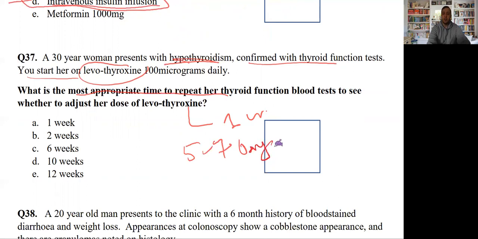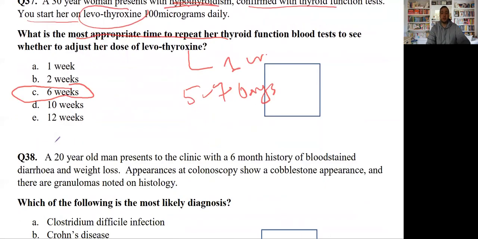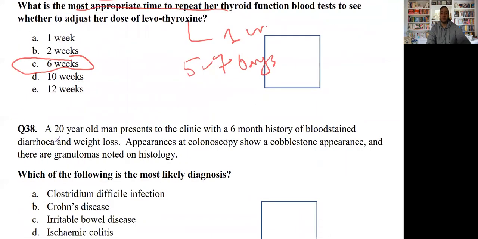This is the half-life of levothyroxine, so you have to wait at least 4 to 5 half-lives. It's reasonable to repeat the test after 4 to 5 half-lives, so the most appropriate time is after 6 weeks. After 6 weeks, you have to repeat the thyroid function test to check the response to the treatment. And if you would like to do any adjustment, you have to do a thyroid function test before doing this adjustment.